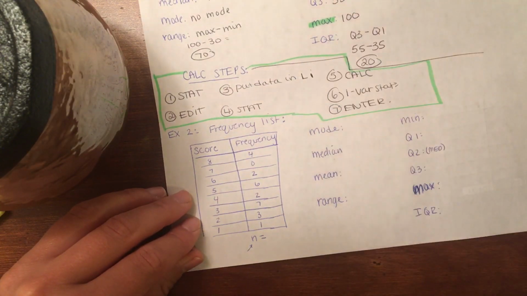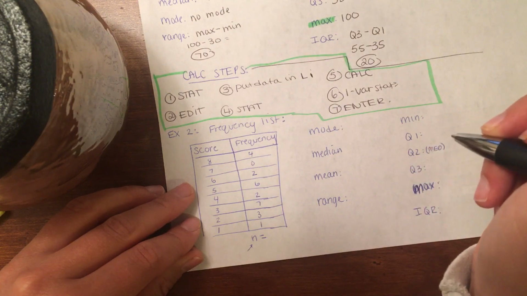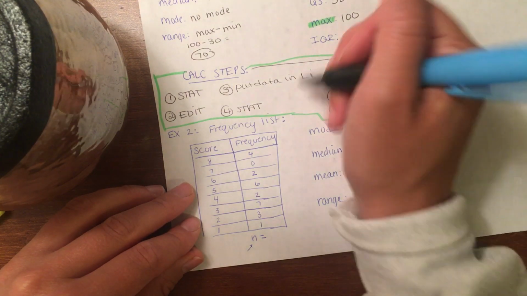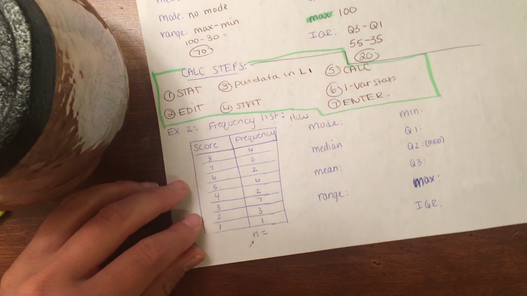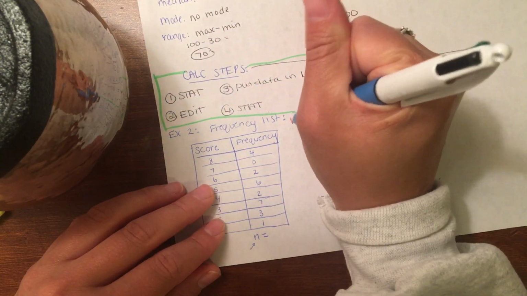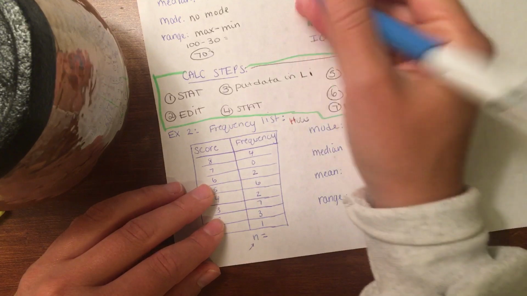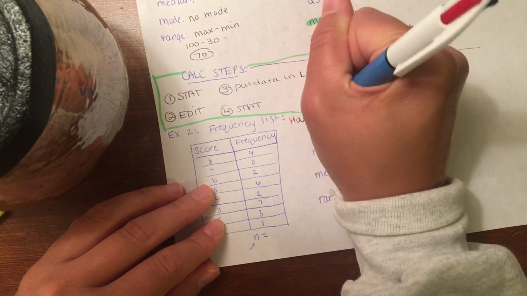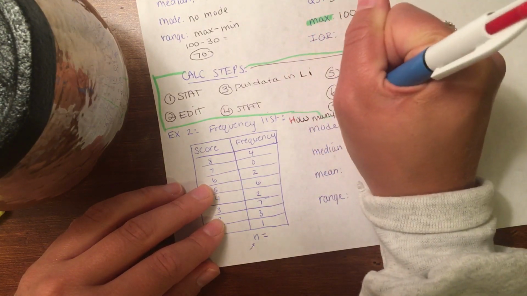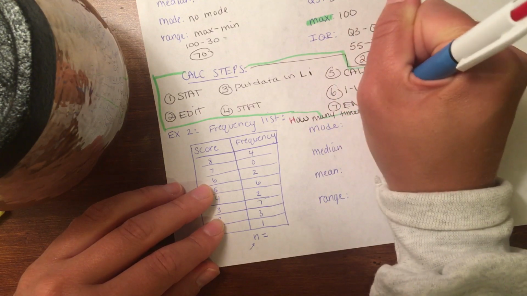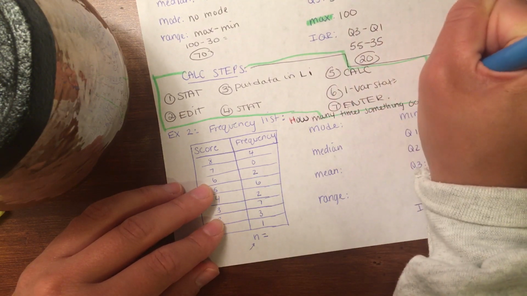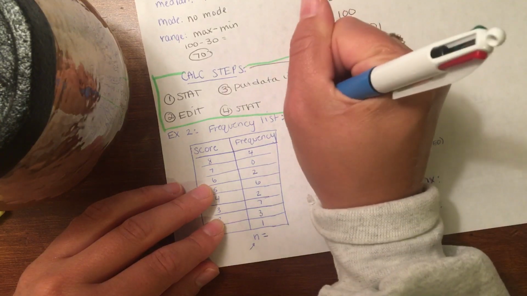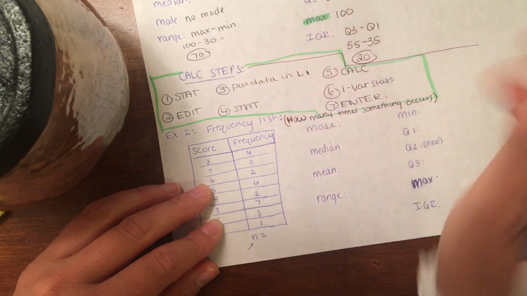I should have added that to the vocab, but I'll squeeze it in right here. How many times something occurs. So it's important to know that.